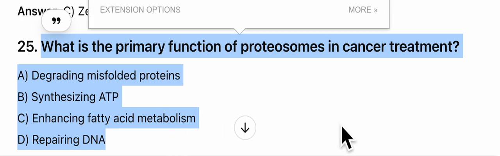What is the primary function of proteasomes in cancer treatment? A. Degrading misfolded proteins. B. Synthesizing ATP. C. Enhancing fatty acid metabolism. D. Repairing DNA.